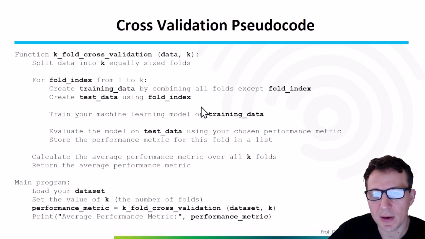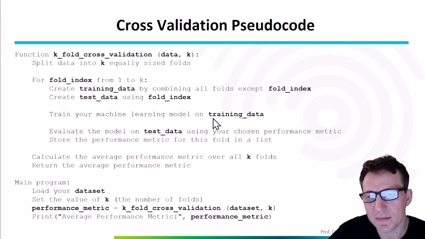Then we train our model on the training data in order to get a machine learning model. Then we evaluate the model we trained here on our training data using the test data. So obviously, it's a fair evaluation as the model has not seen the test data. It only was trained on the training data.